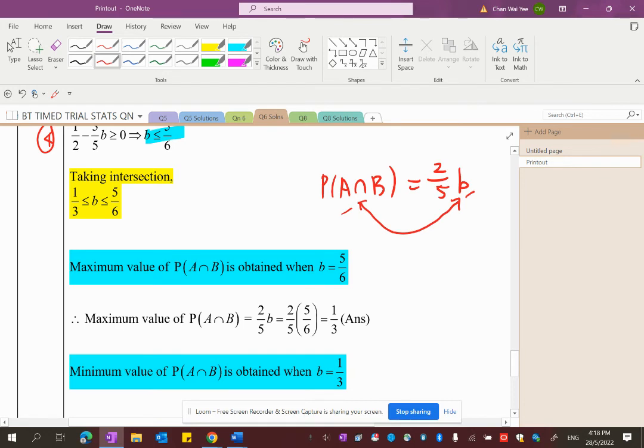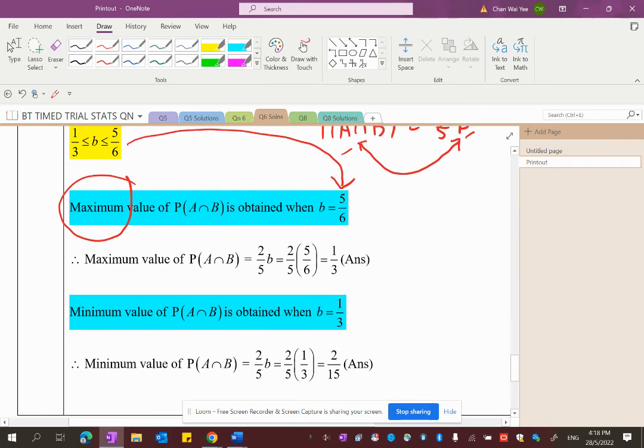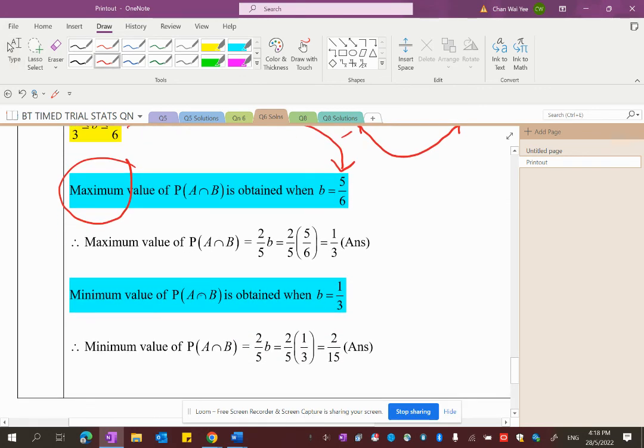Therefore, to find the maximum value of P(A intersect B), I have to take the maximum value of B, which is 5/6. Likewise, to find the minimum value of P(A intersect B), I have to consider the minimum value of B, which is 1/3. When I substitute in, I get two answers respectively. Maximum is 1/3, minimum is 2 out of 15.